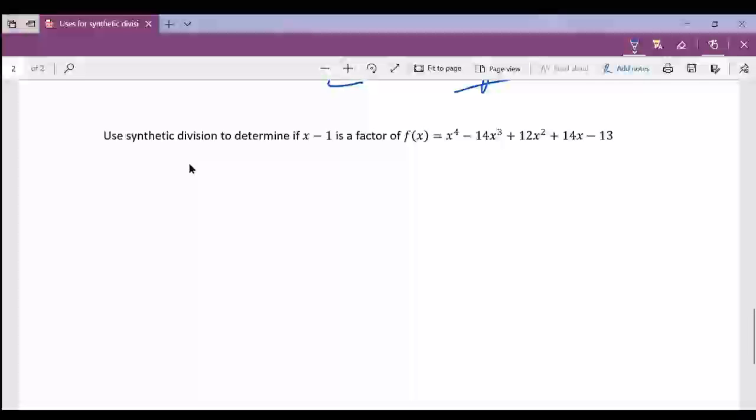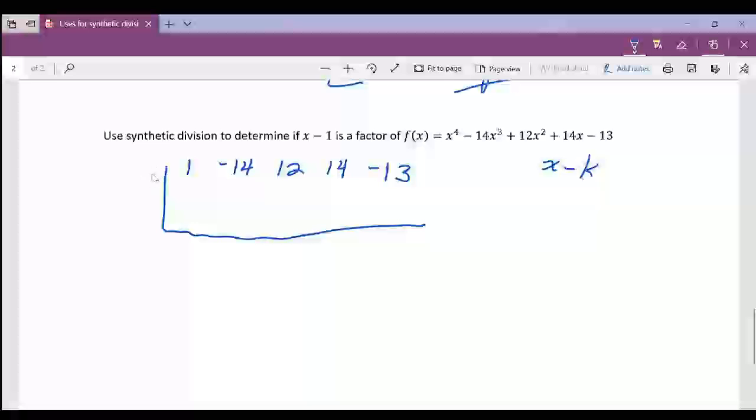And it's going to be the same thing here. 1, negative 14, 12, positive 14, and negative 13. Okay, this time we're saying use synthetic division to determine if x minus 1 is a factor of all that yummy goodness there. Okay, now you remember that the format is x minus k, where k is the number on the outside here. K in this case is 1. Okay, so we're doing the opposite of the minus 1.